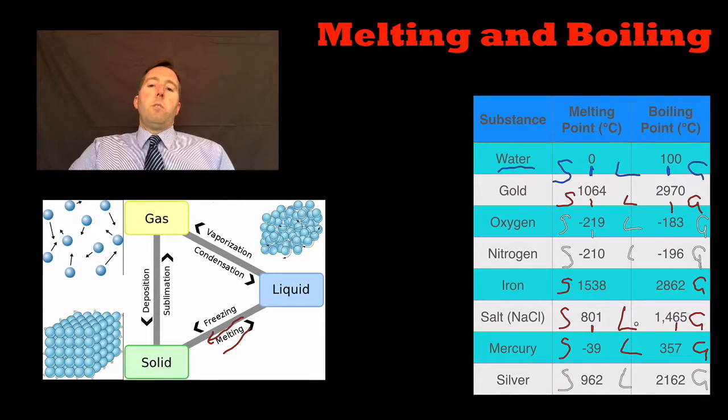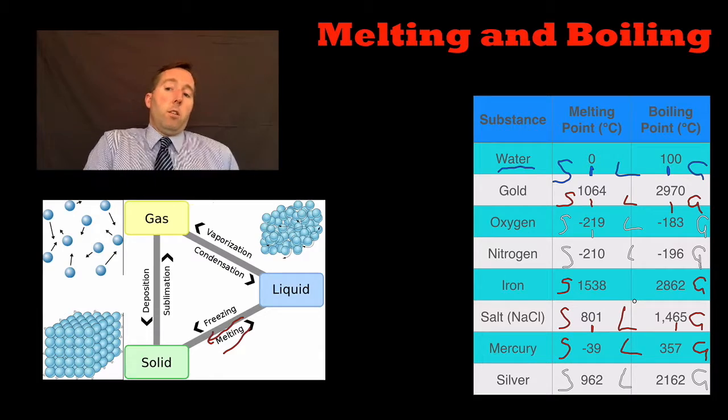So we can use the melting points and boiling points to determine when a substance is a solid, when it's going to be a liquid, and when it's going to be a gas.